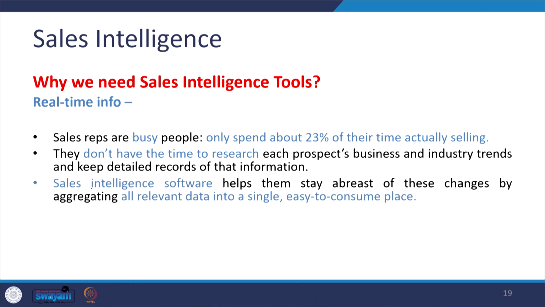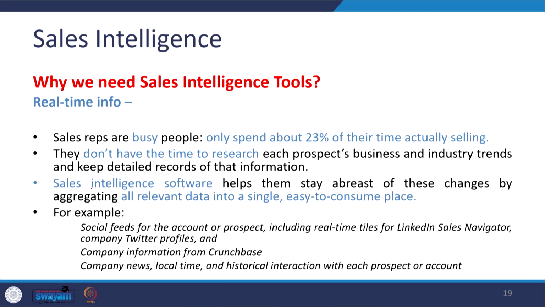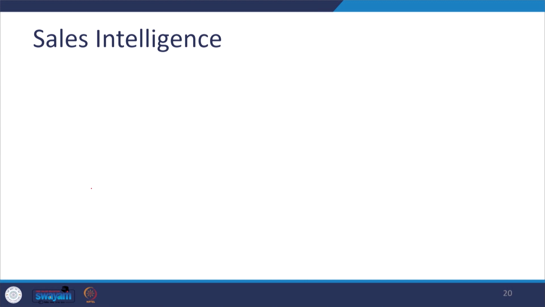Sales intelligence software helps them stay abreast of these changes by aggregating all relevant data into a single, easy-to-consume place. For example, social feeds for the prospect's account, real-time titles from LinkedIn Sales Navigator or something like that, or company information from Crunchbase. All this is nothing but real-time data that is fed into your system, and every sales rep across your regions and territories has equal access to this data.